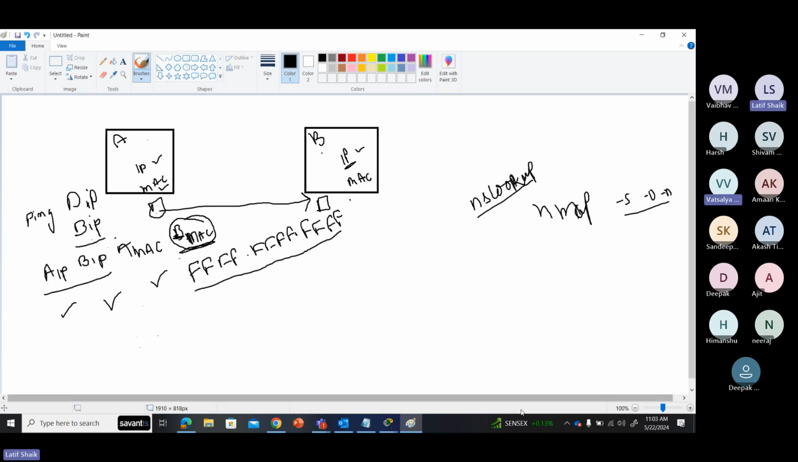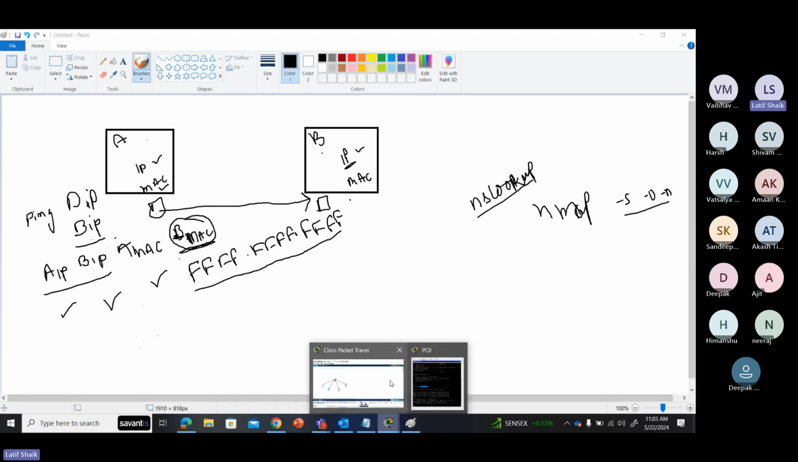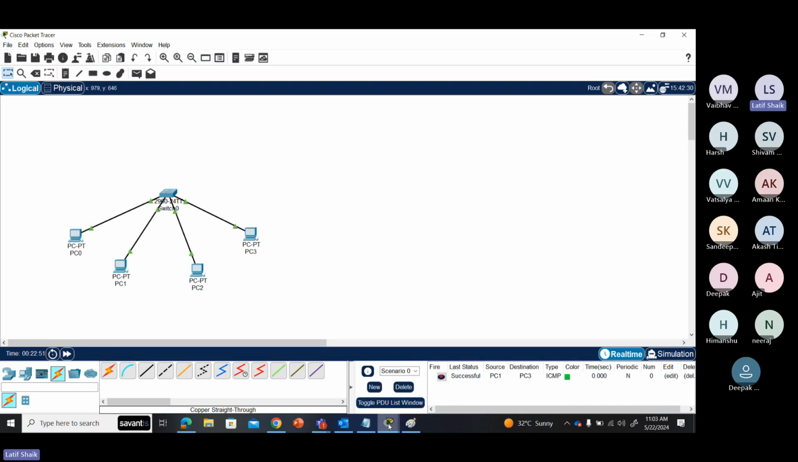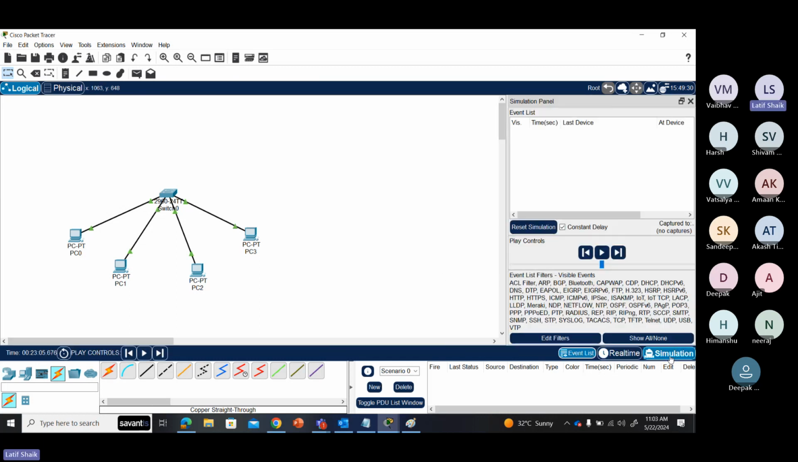The very first time you are communicating, what happened? Your packets show FFFF like that. Once again, we'll see the packet. Go to the simulation mode.